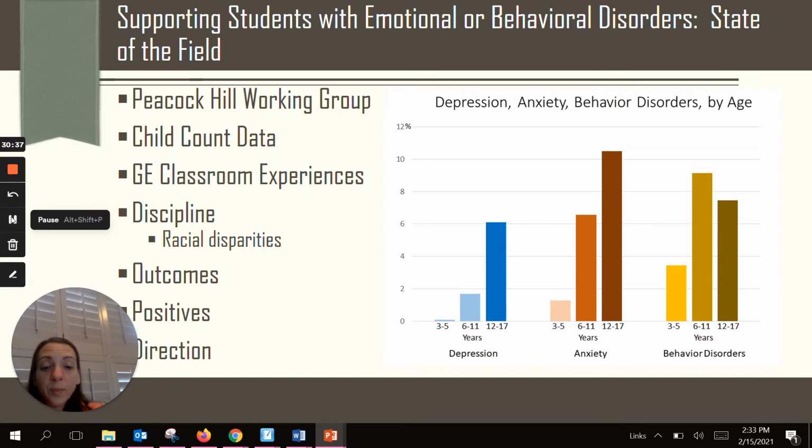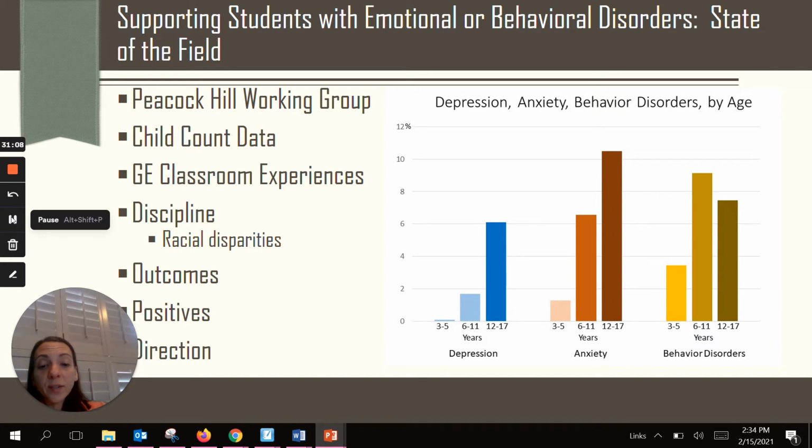The gen ed classroom experience: 47% spend more than 80% in the general ed setting. 17% spend more than 40% of the time. So when you have a student who has emotional behavioral impairments, they are very hard to integrate. Not necessarily because they don't have the skills, either behavior-wise or academic-wise, but it's often because teachers don't want to deal with it and they don't know how to deal with it.